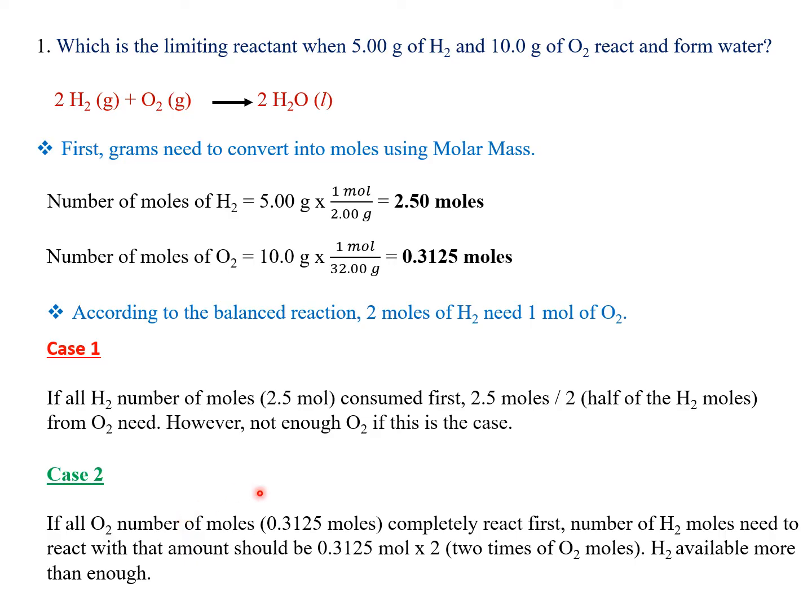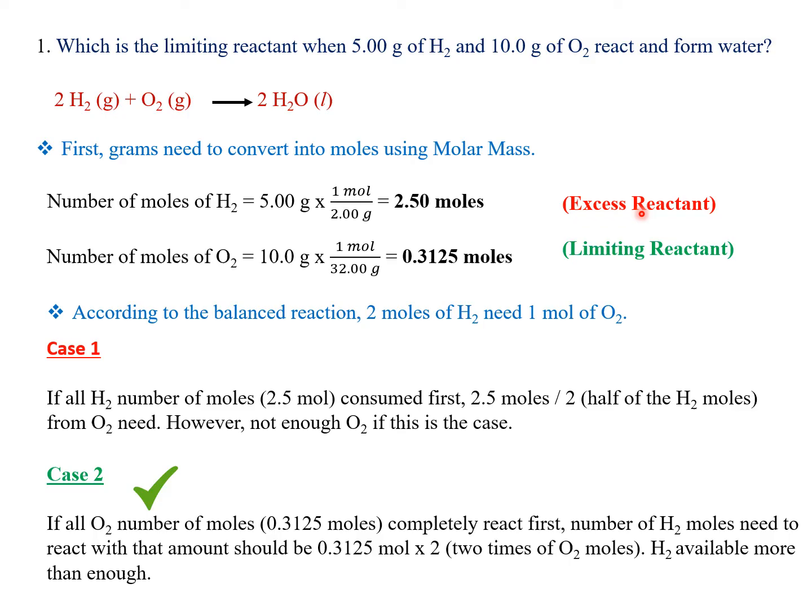Now this time I'm going to think if all oxygen moles available completely react. So available oxygen is 0.3125. If all 0.3125 reacted, how many moles of H2 are required? The molar ratio should be 1 to 2. So if all 0.3125 of oxygen react, double that amount of hydrogen is required. So 0.3125 doubled is 0.624 something. That amount we can readily get from hydrogen because we have more than that. So case 2 is true.